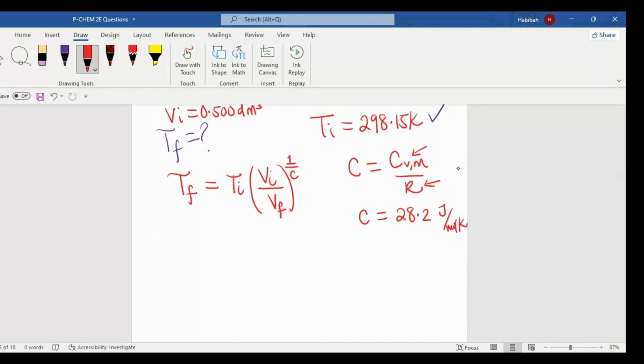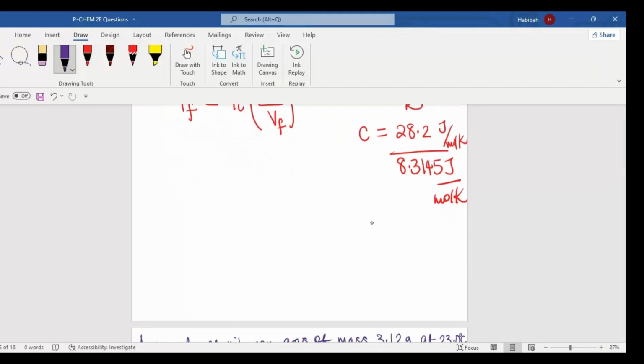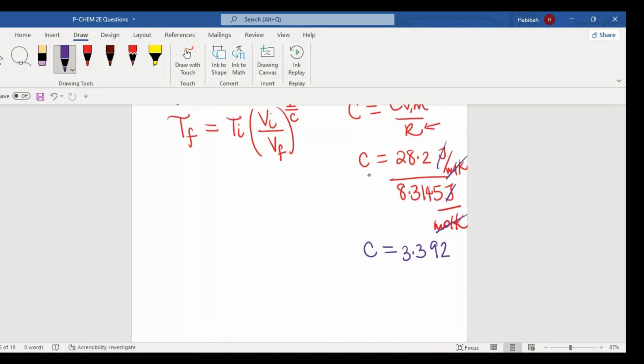and they're going to give you that value. So C_V,m divided by R, and R is just 8.3145 joule per mole Kelvin. So when you have that, of course, you input your information in the calculator to get C equals, let's cancel out joule, mole Kelvin. So that'll be 28.2 divided by 8.3145. And that's going to give you 3.392. So that's the value for C, and that's what we're going to be inputting in this information.